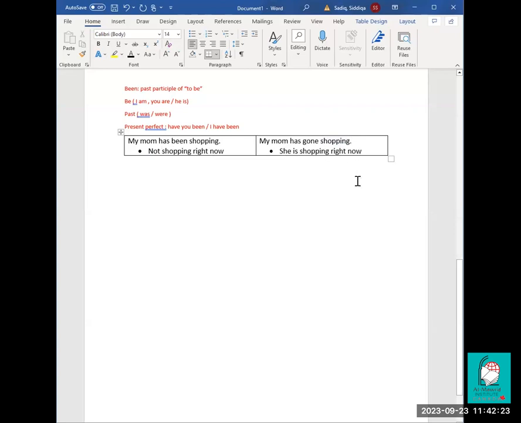It means she left. She's still there. She's not back yet. My mom has been shopping. She's not shopping right now, but like Nasira said, she's been so many times. She probably loves shopping, right? So basically, we're talking about experience. She's been there, she's been here, I've been shopping, I've been hiking, I've been swimming. I'm just telling you all the kind of things that I have done. I'm not necessarily doing it right now, but I have done it. So that's when we use been, right?